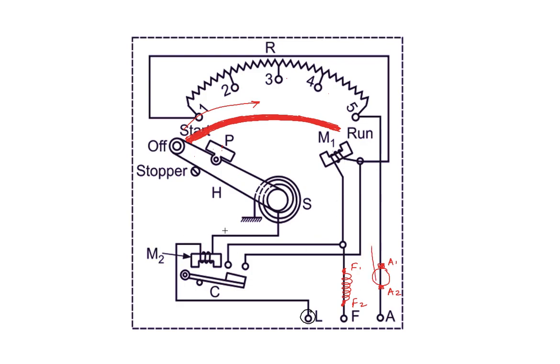Why is it called a 3-point starter? Because L, F, and A, 3 points are there. That's why it is called the 3-point starter. L is connected to here. It is called the OLR, that is the overload release, you can also say overload circuit. And here it is called the NVC, that is the no volt coil.